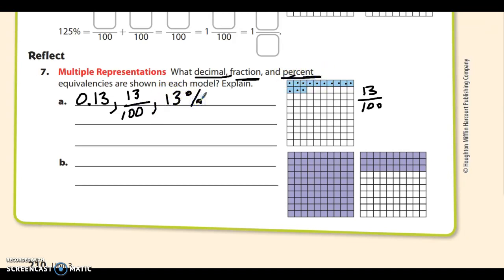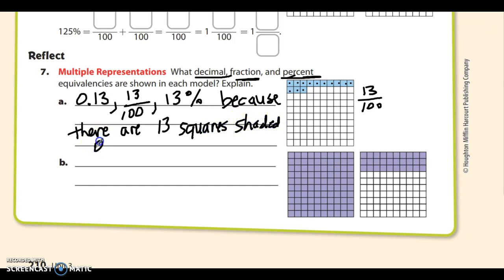It says explain. Well, I kind of explained it already by counting. Because there are 13 squares shaded out of 100. Sorry if that's just a little bit messy. All right, let's go check on the next one, B.